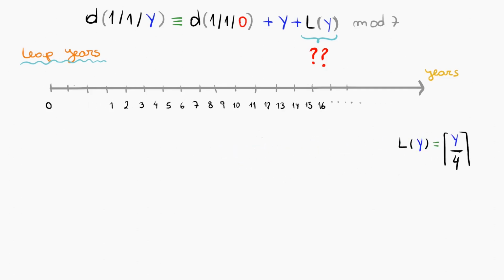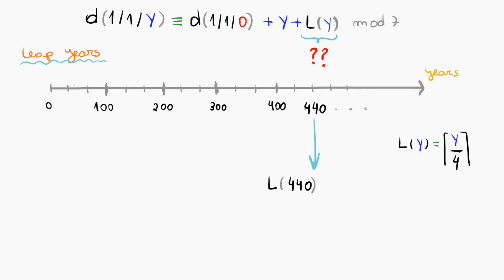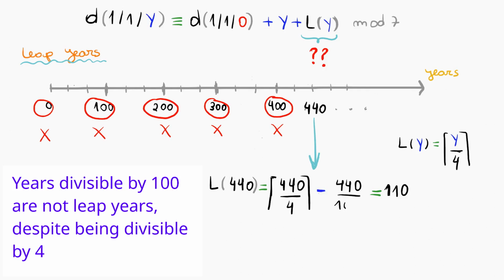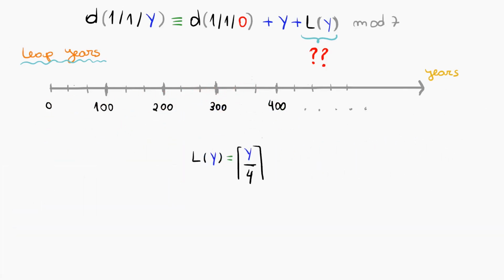But that's not all there is to leap years. Let's say we want to find the number of leap years prior to the year 440. Well, we already have our formula, so we simply apply it to get 110 as the result. However, this result is not correct, since those years divisible by 100 are not leap years, despite being divisible by 4. So we must subtract these years from the calculation. We do this by subtracting the ceiling function of 440 over 100, thus subtracting the 5 years that are not leap years. Therefore, we correct our generic formula.